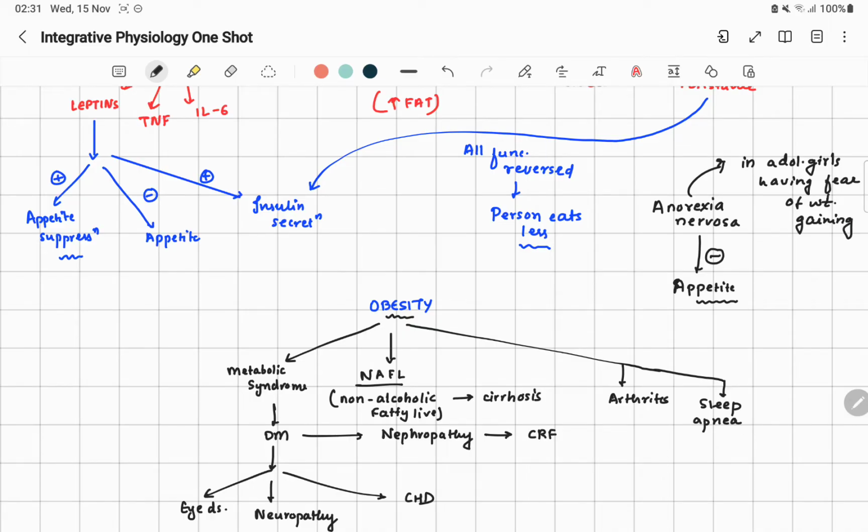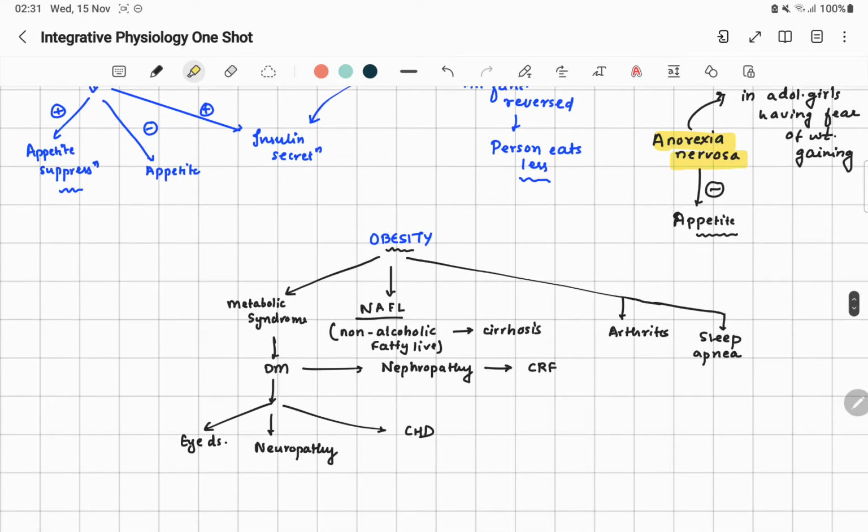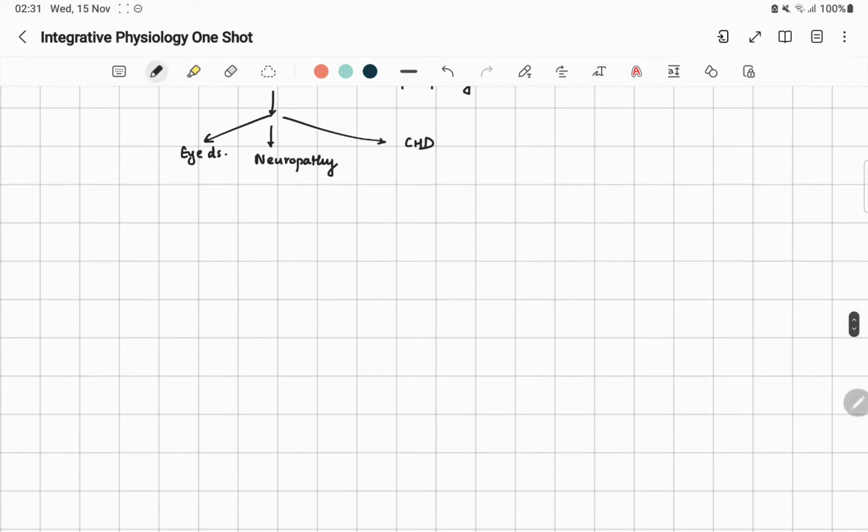In this disorder the people don't eat. Due to brain malfunction or malnutrition, we don't properly know the cause, but the girls don't eat food due to the fear of gaining weight. This is called anorexia nervosa, and just remember this. Then another thing is starvation. What is starvation? Starvation is when food intake is chronically less.